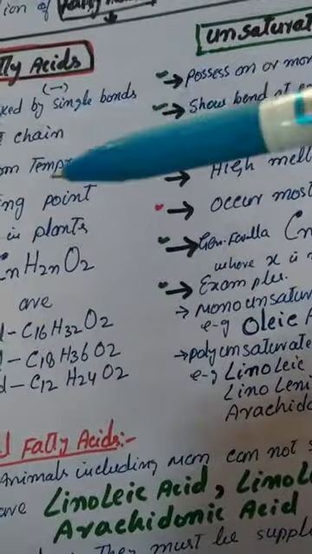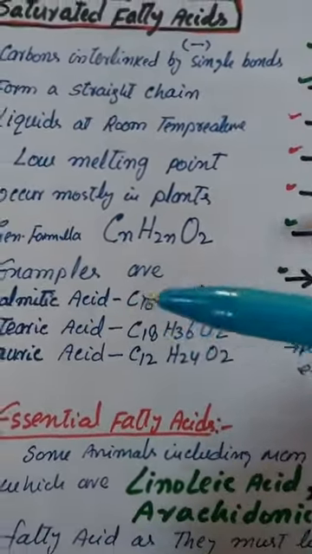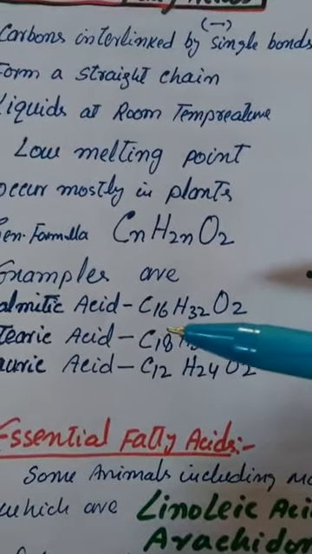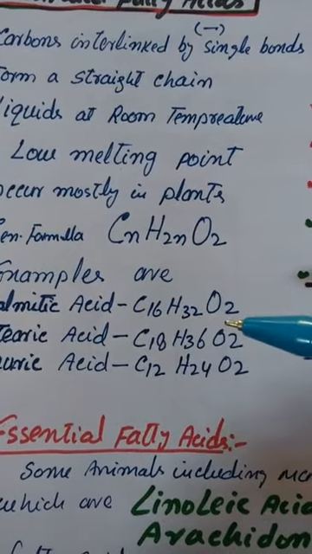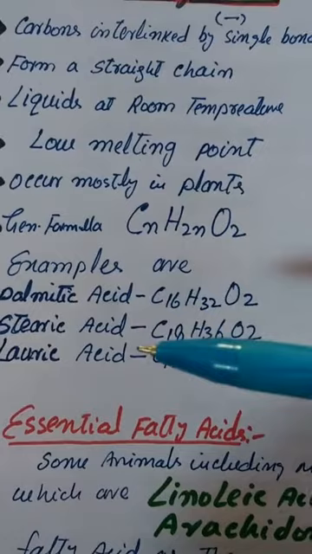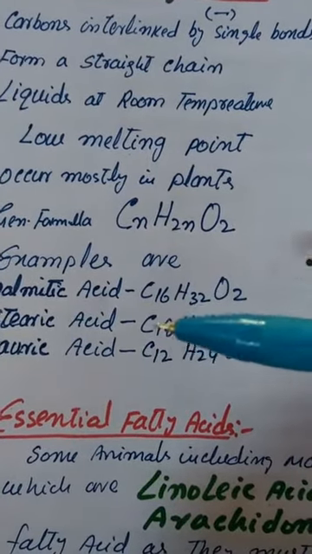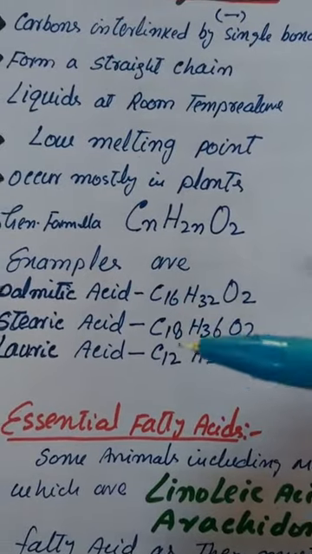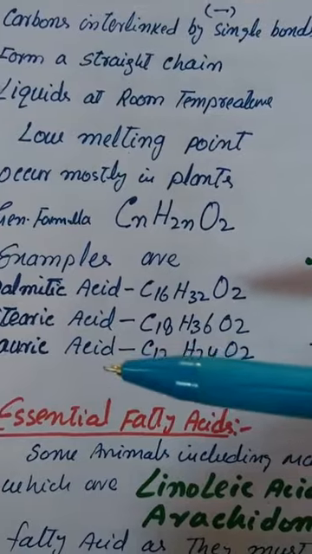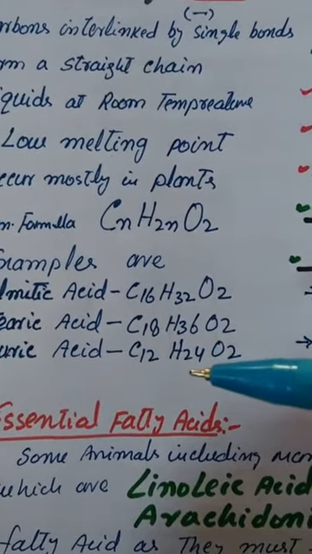Now, the most important examples of saturated fatty acids are palmitic acid. The formula of palmitic acid is C16H32O2. Similarly, another saturated fatty acid is stearic acid. The formula of stearic acid is C18H36O2, and similarly lauric acid is another example of a saturated fatty acid whose formula is C12H24O2.